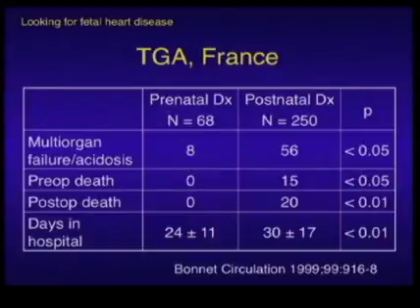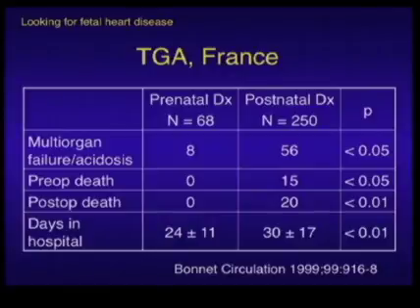Bonnet looked at the results for transposition of the great arteries in France in 1999 and found, again, tremendous improvement in both complications and in survival for the babies that had a prenatal diagnosis. And since these two studies, there have been a number of others that looked at variations on the theme of what morbidities could be evaluated and showed an improvement with prenatal diagnosis. So it's become increasingly clear that we do better, at least in the short term.